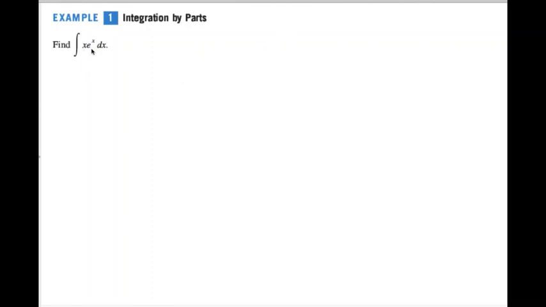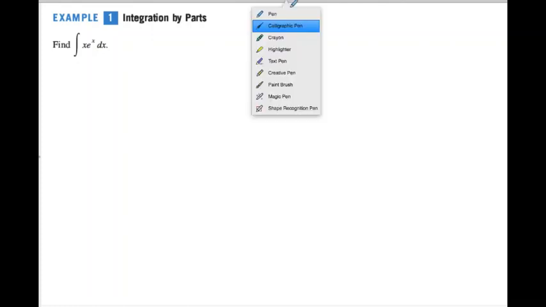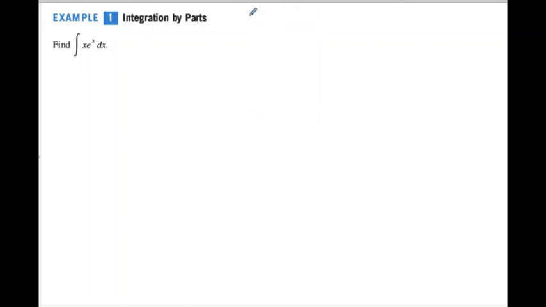We see that we have x times e to the x. Two dissimilar functions, integration by parts should come to mind, but then we say, well, let's write our acronym, LIATE, and use it to choose our u. So we see that we have an x that belongs to the polynomials, and we see that we have an e to the x that belongs to the exponentials. So the closer we are to the beginning of the word is going to be our choice for u.